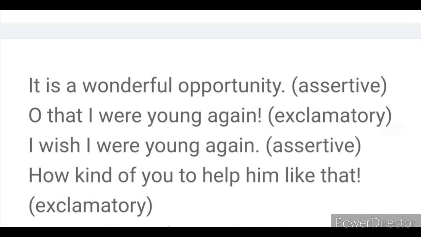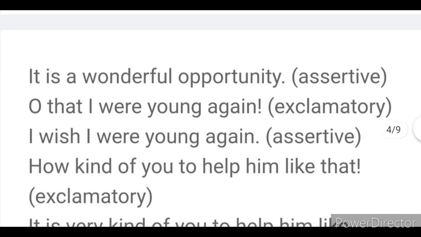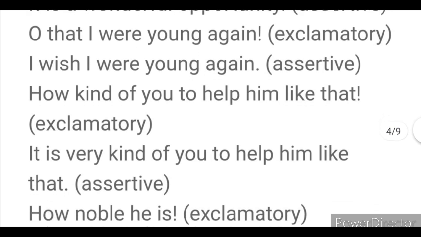Oh, that I were young again. Exclamatory. And the same sentence, when it changes into assertive, I wish I were young again. Oh, that changes into I wish. How kind of you to help him like that. See, each time it is an exclamatory sentence, it always ends with an exclamation mark. And each time it is an assertive sentence, it ends with a full stop.